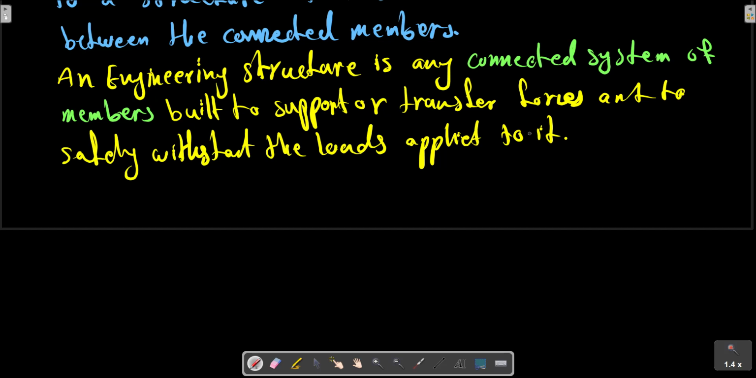To determine the forces internal to an engineering structure, we must dismember the structure and analyze a separate free body diagram of each individual member or combination of members. This analysis requires careful application of Newton's third law.